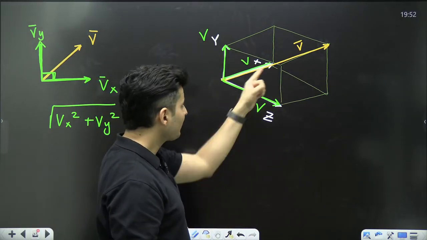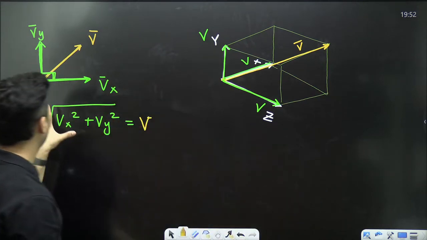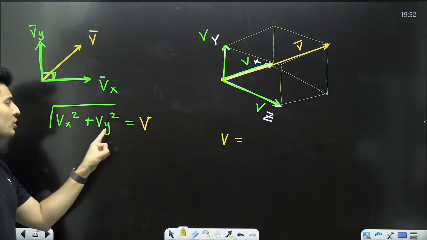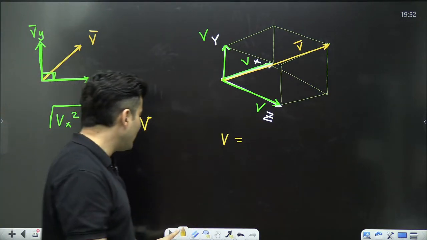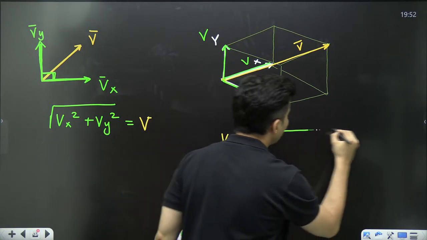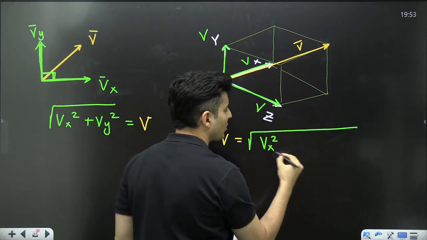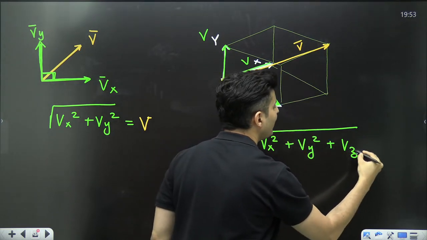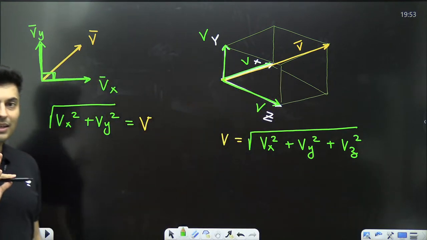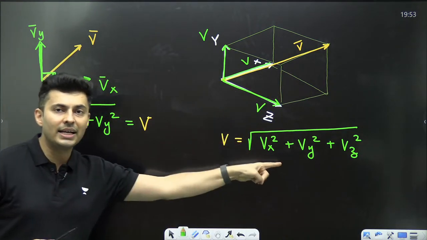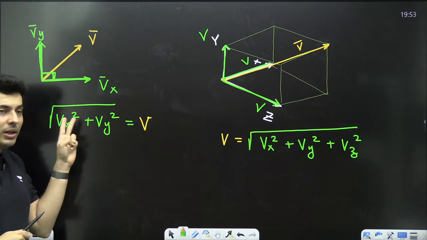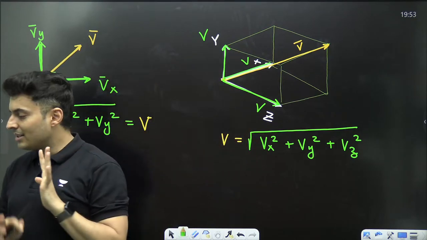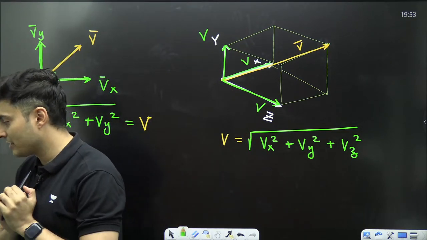So my dear warriors, can I say over here that just like for vectors in 2D, this vector V has a magnitude of root of Vx square plus Vy square? In 3D, what will change? You will have Vx square, you will have Vy square, but the extra term that you will have is Vz square. That's the only difference between 3D and 2D. Here you'll have two terms squared under the root. Here you'll have three terms squared under the root. That's the only difference, my dear warriors.